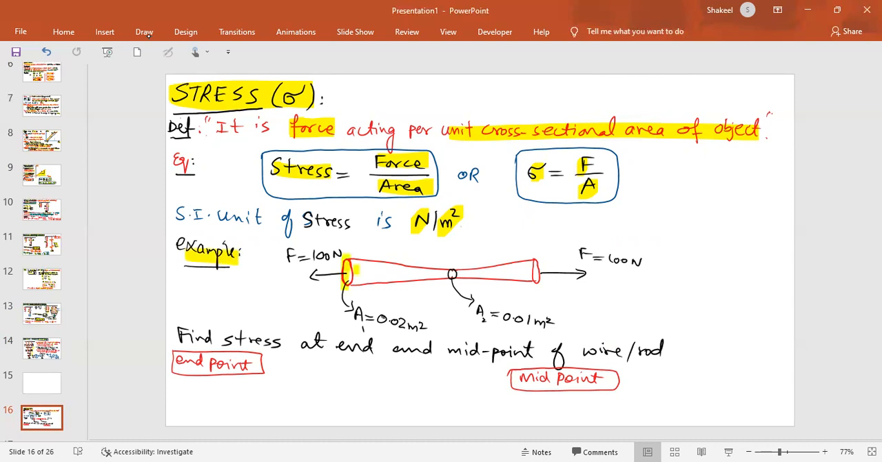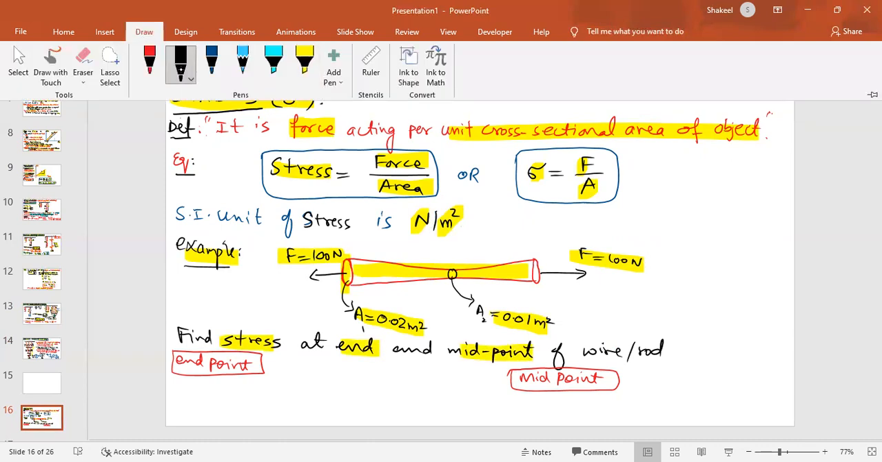There is a rod having different thickness. At the end, the area is 0.02, and in the middle, it is thinner, with an area of 0.01. A 100 Newton force is exerted on it, pulling it apart. You have to find the stress at the end point and at the midpoint of the wire.